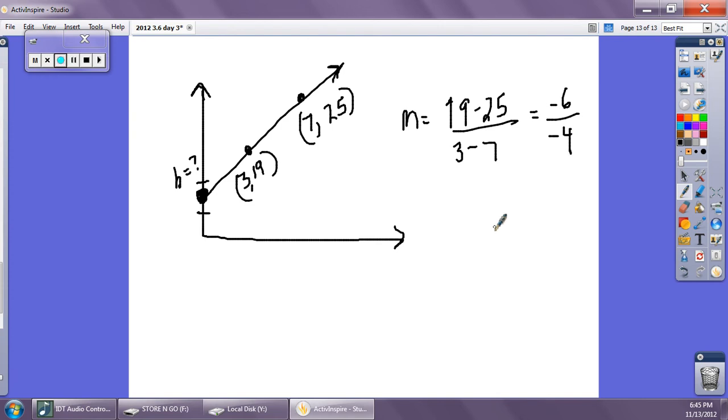So you're going to leave it as a fraction, but we can reduce negative 6 over negative 4 to positive 3 over 2. So now I know y equals positive 3 over 2x plus b. So we're going to do what we did before. We could take any one of our points. So I'm going to take the 3 and the 19 and plug it into the y and the x, because I know they go together.